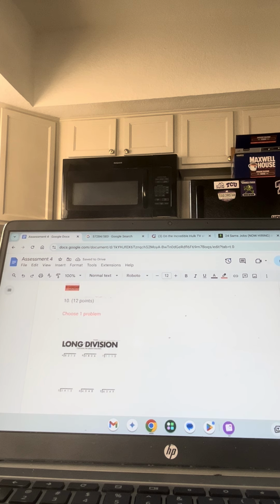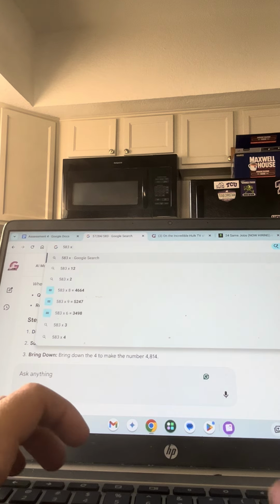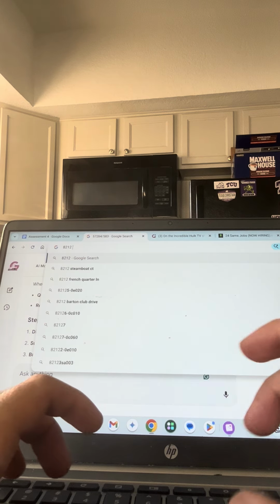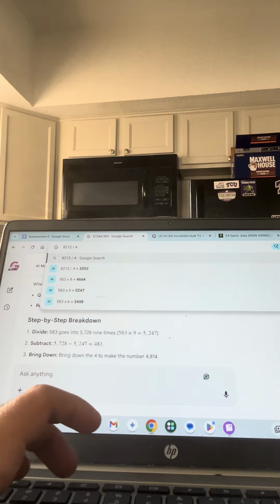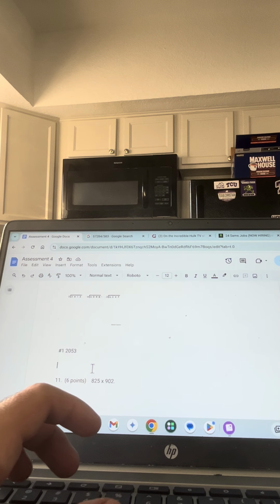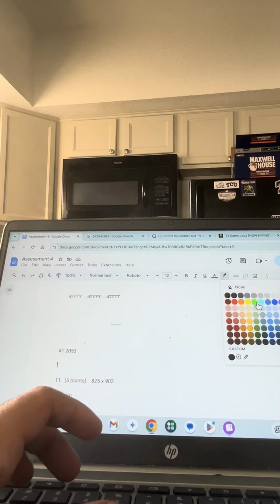Let's check this one. Number 10, which is worth 12 points. You picked number 1, which is 8212 divided by 4. You got 2053. Let's see, 8212 divided by 4 is 2053. It's correct. So you got 12 points for that one.